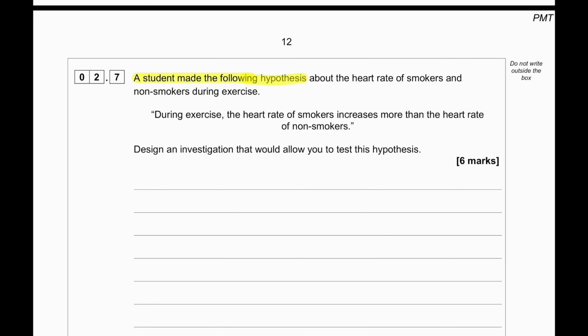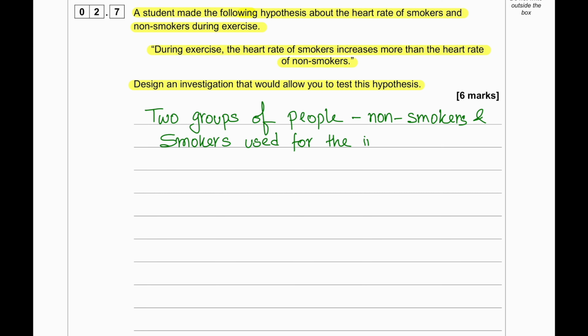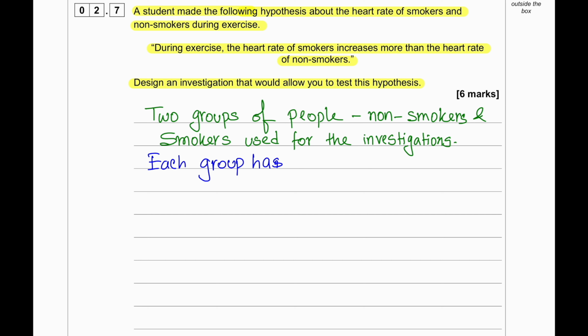A student made the following hypothesis about the heart rate of smokers and non-smokers during exercise. During exercise, the heart rate of smokers increases more than that of non-smokers. Design an investigation that would allow you to test this hypothesis. When designing an experiment of this type, we need to take 2 groups of people. One will be non-smokers, the other will be smokers, and they must have at least 5 to 10 people in each group. More is better, but let's say 10 people in each group. Then we will get each person to do a particular exercise.